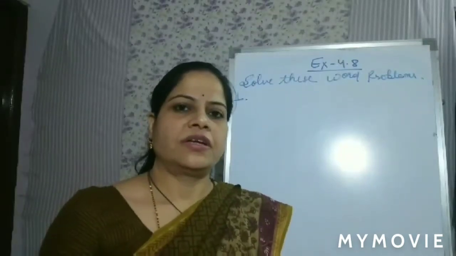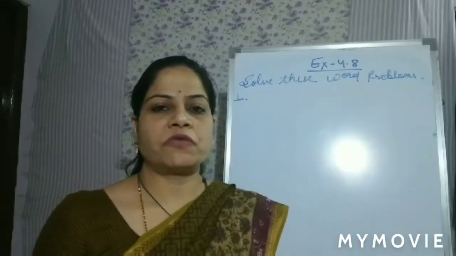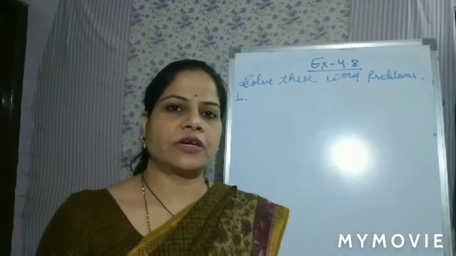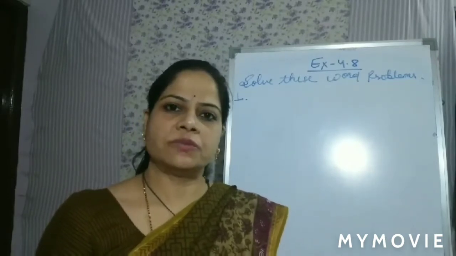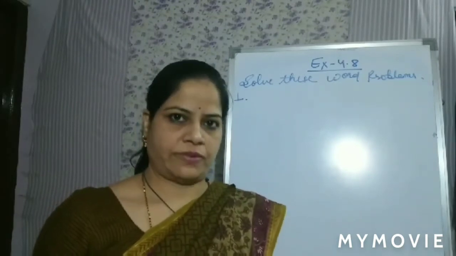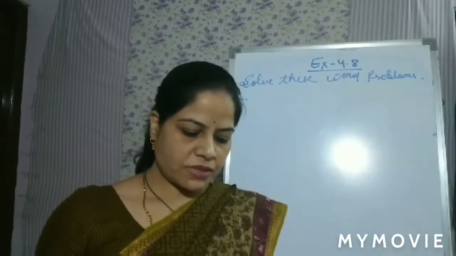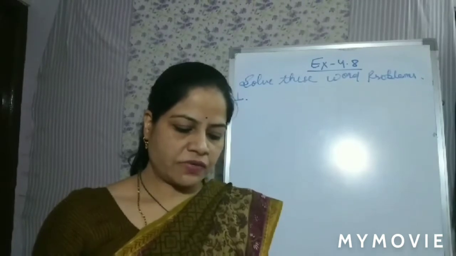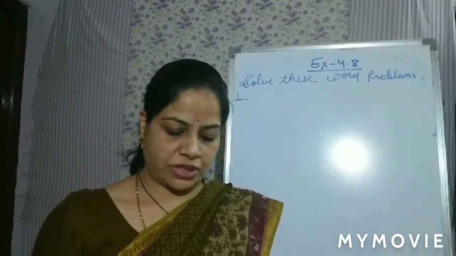Hello everyone. In today's video lecture, I am going to start exercise 4.8 of chapter 4. Chapter 4 is multiplication and exercise 4.8 is related with word problems. So the first word problem is, in a garden there were 132 rows of trees.